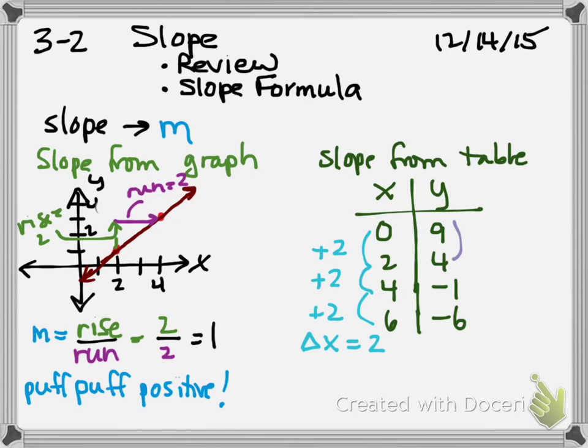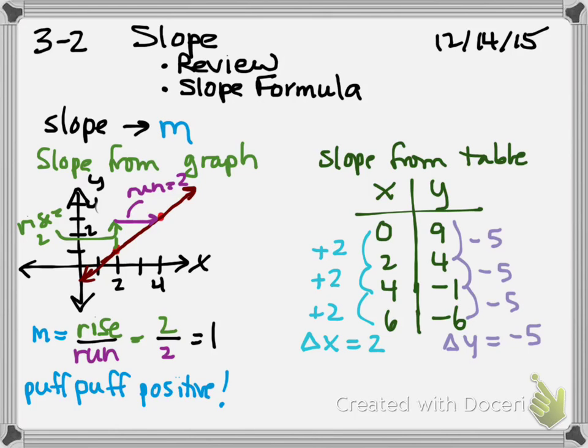What did I do to get from 9 to 4? Minus 5. I subtracted 5. How about from 4 to negative 1? Minus 5. Subtracted 5. How about from negative 1 to negative 6? So what I had is every time I had a change in y of negative 5.